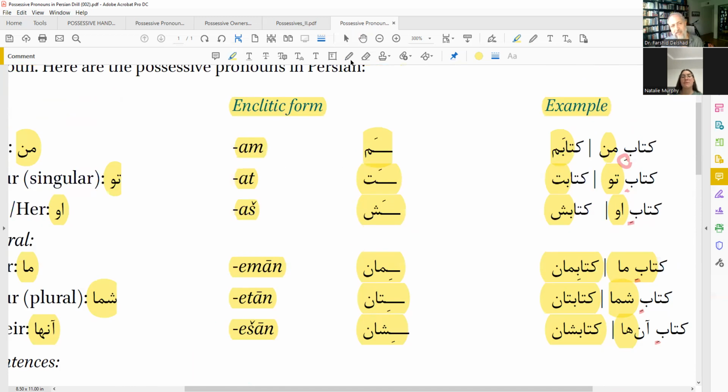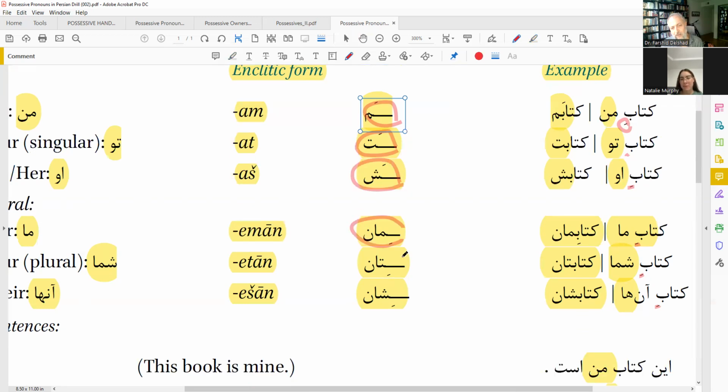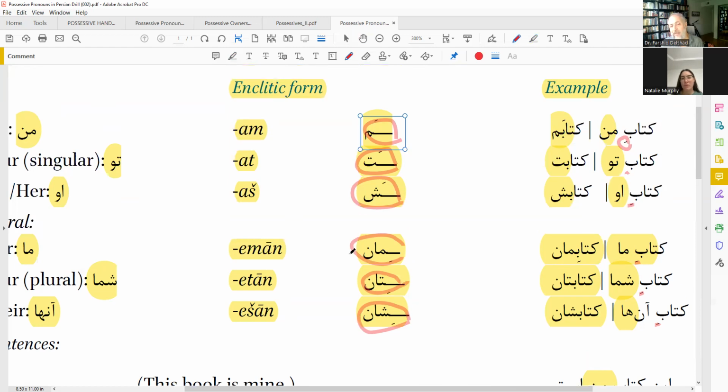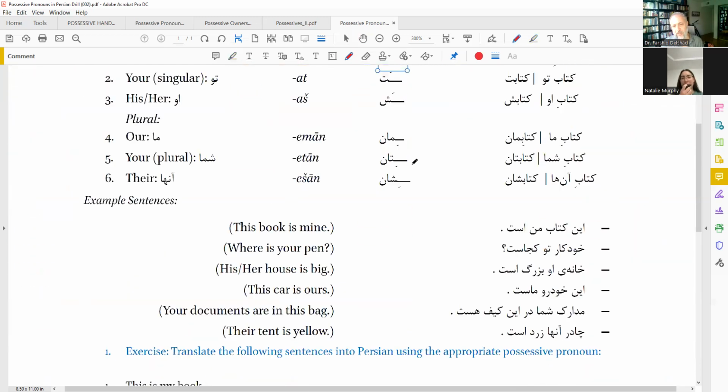And just as a reminder, it is am, at, ash in singular, aman, etan, eshan in plural. So it means if you have a phrase like machin-e man, you have to change it to the word machinam, my car.